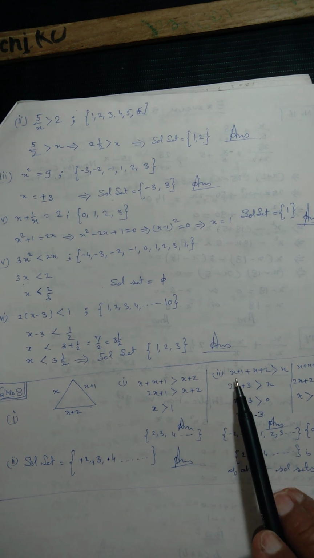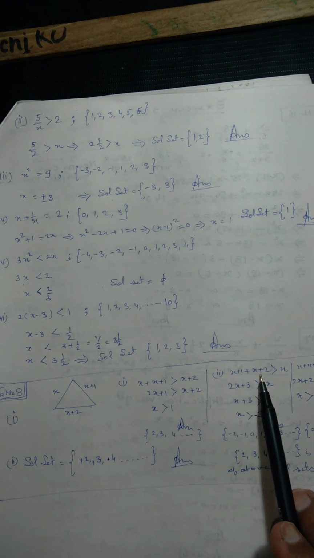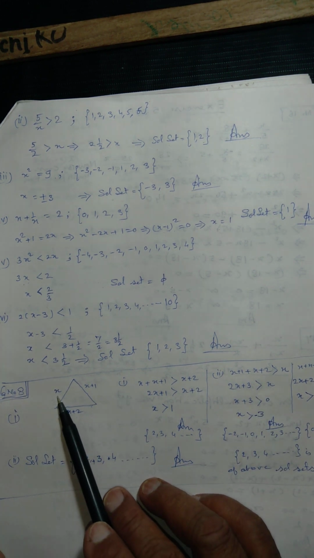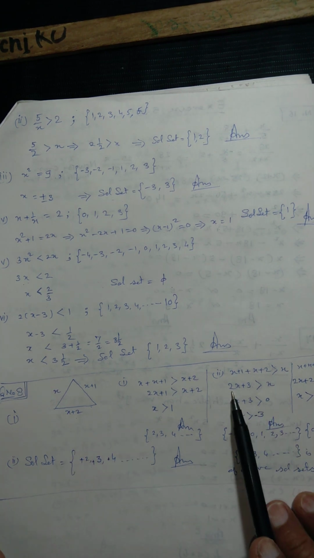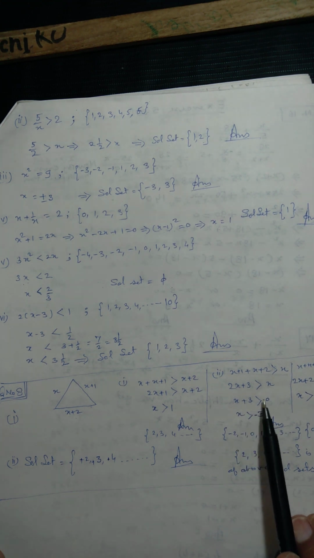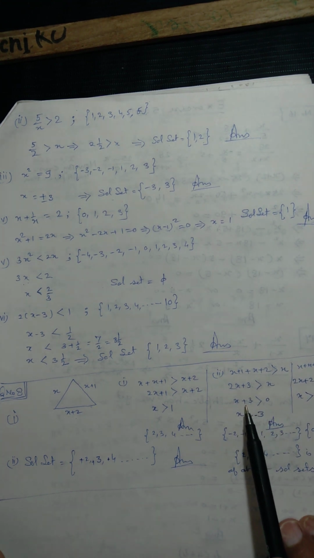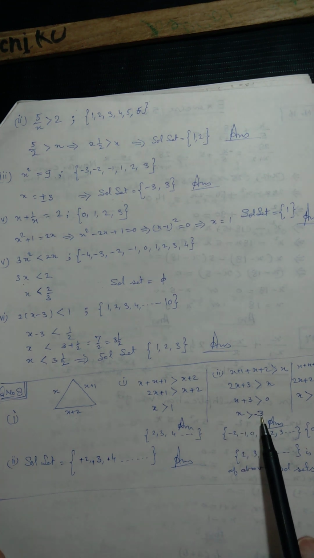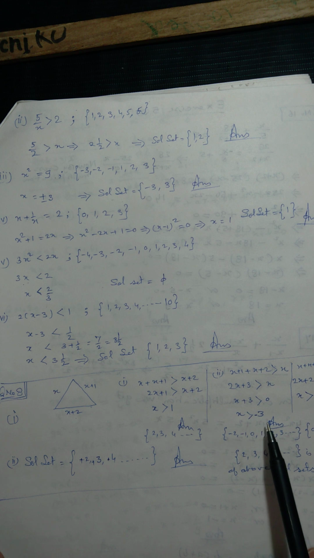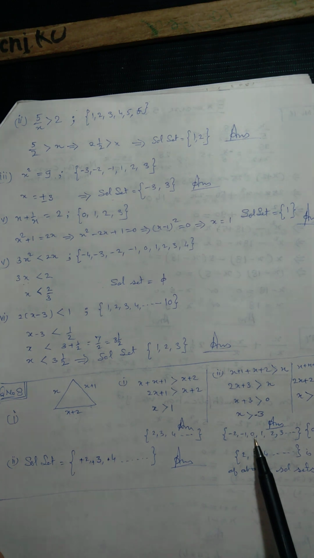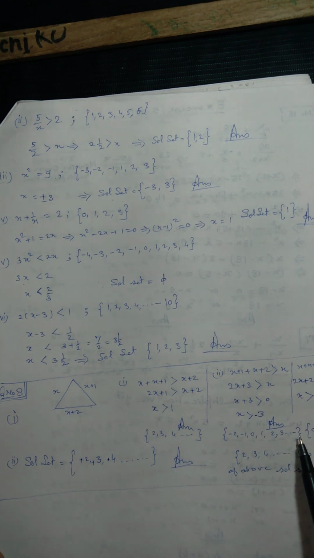Now the second part, x plus 1 and x plus 2 is greater than x, means x plus 1 or x plus 2 should be greater than the third side, that is x. Again just solve it. 2x plus 3 is greater than x. Just transpose this x. So 2x minus x will be equal to x. So x is greater than minus 3. The solution set will be minus 2, minus 1, 0, 1, 2, 3 and so on.